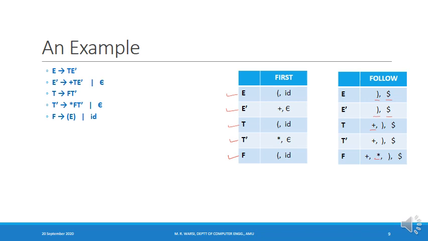Once again, let us examine this production. E dash is deriving epsilon. First of E dash is containing epsilon. So those symbols which are there in the follow of E dash will also be added to the follow of T. Follow of E dash is containing right parenthesis and dollar. So follow of T will also contain right parenthesis and dollar. So we have obtained this and we have obtained this.